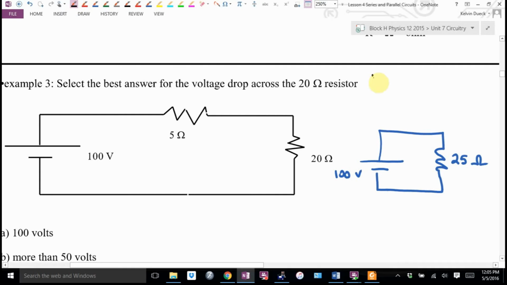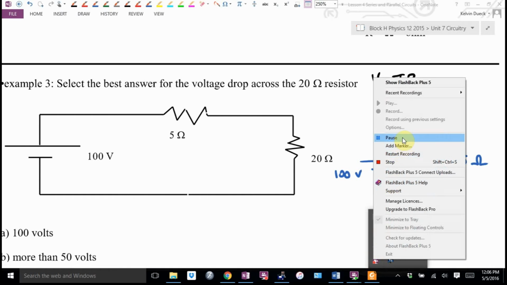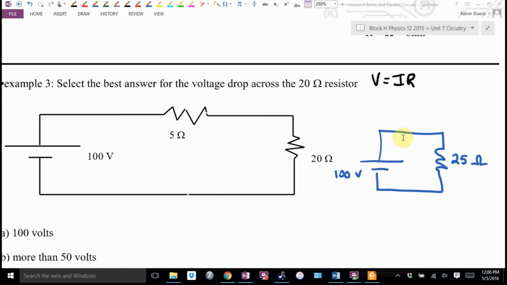Because V equals I times R. What did we call that? It's Ohm's law. Pause the video. We called that Ohm's law, but I'm going to expand it. Not only is V equals I times R, anywhere in the circuit, total voltage is total current times total resistance. Look at that blue circuit that I've drawn. What's the total voltage? 100.